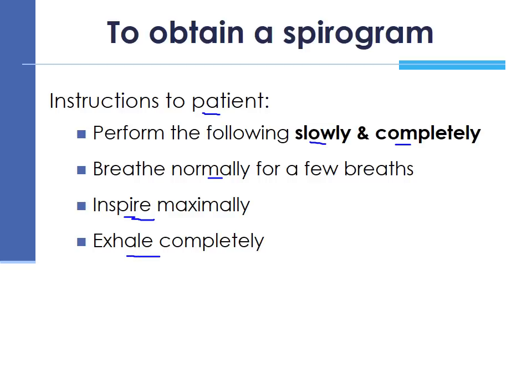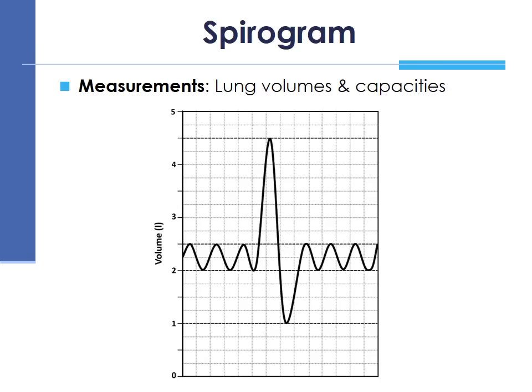So the key to obtaining a spirogram is that the patient breathes normally. There's no forced maneuver taking place. The spirogram basically consists of normal breaths and then a maximal inspiration and a complete exhalation. After the adequate performance of this maneuver, the resulting spirogram looks like this. We need to remember that the spirogram measurements are only volumes and capacities, and no time-dependent measurements are being taken. Volume is being measured on the y-axis.